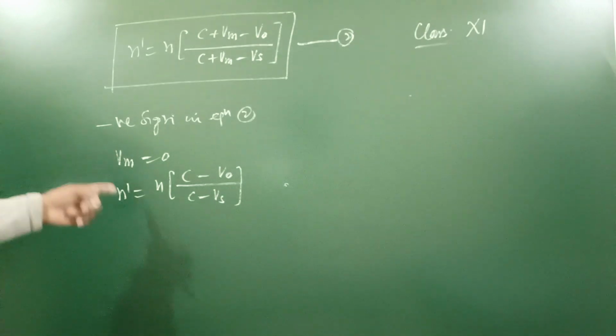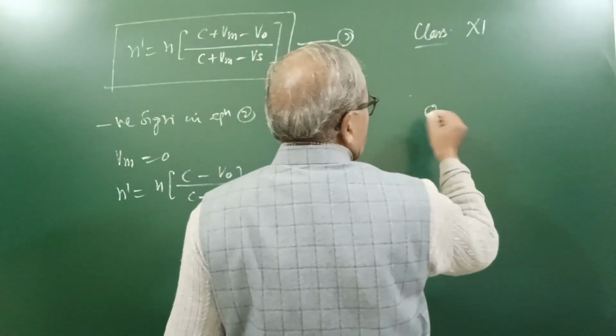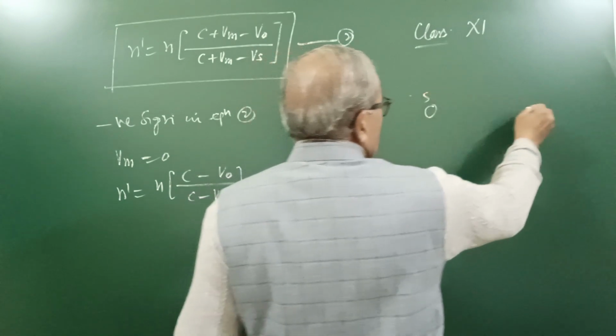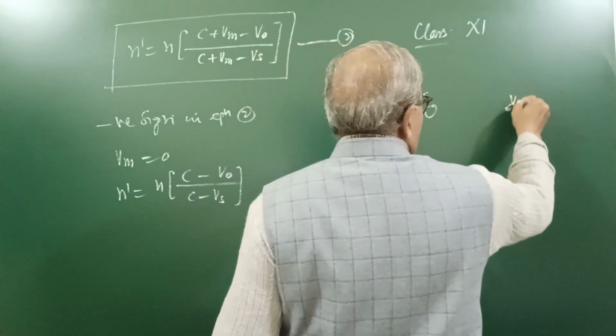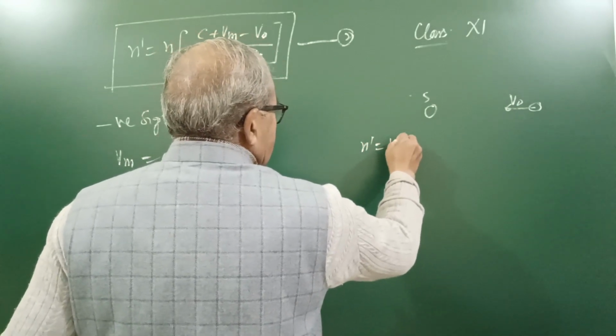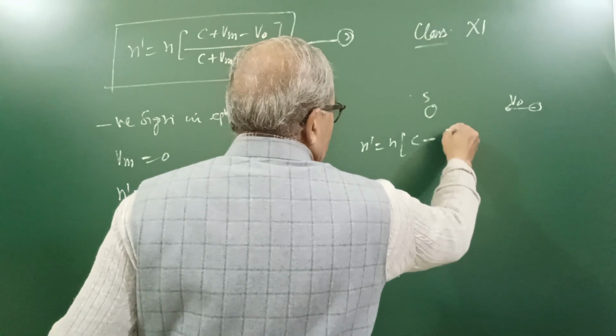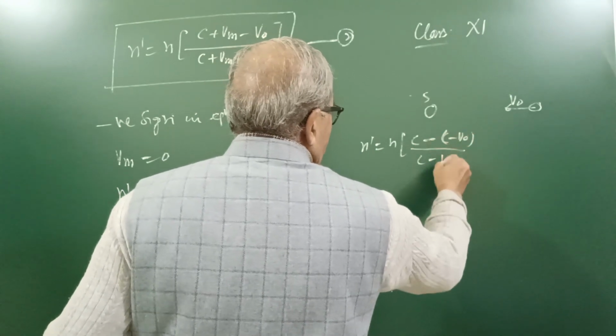I wrote one paragraph here. If observer moves opposite, suppose here is source and observer moving like this, then I will use this N dash as N into C minus minus U, I mean to say like this, or C minus Vs.